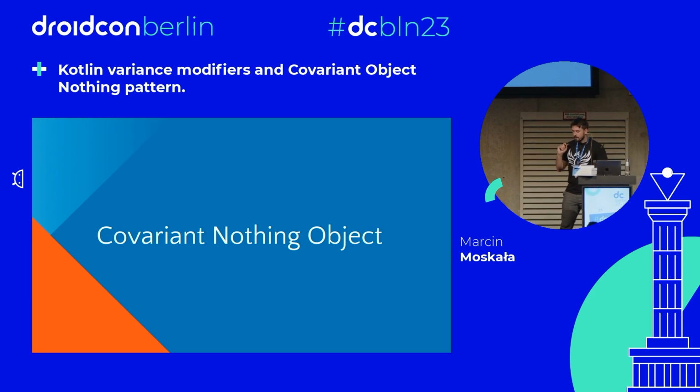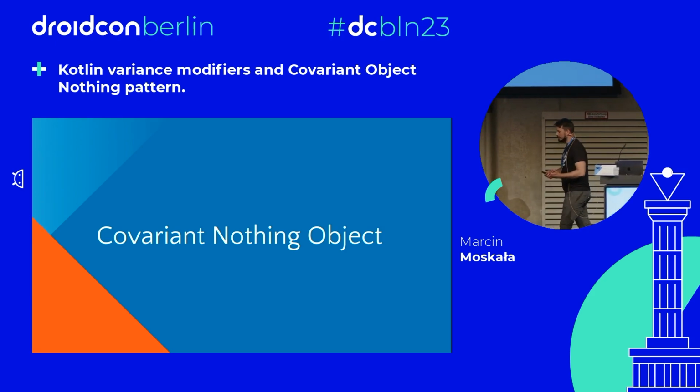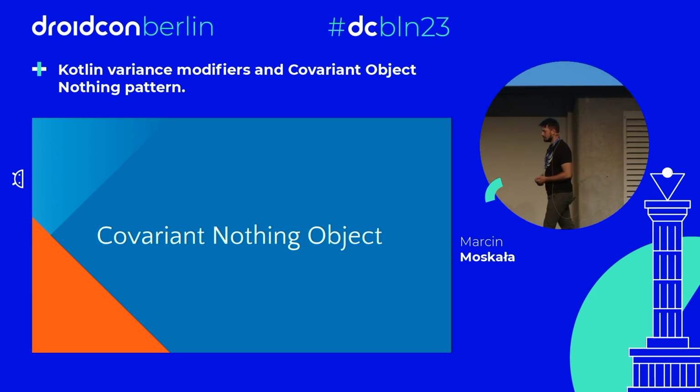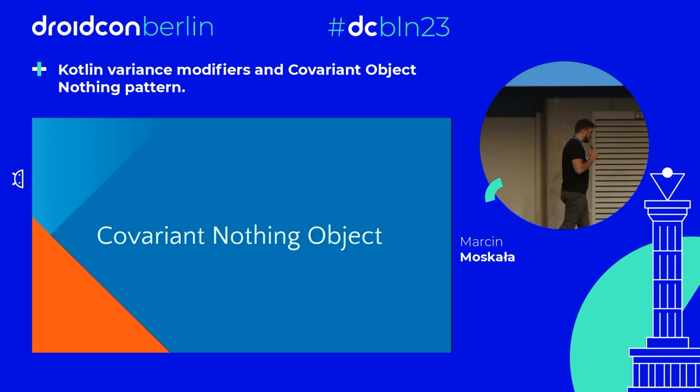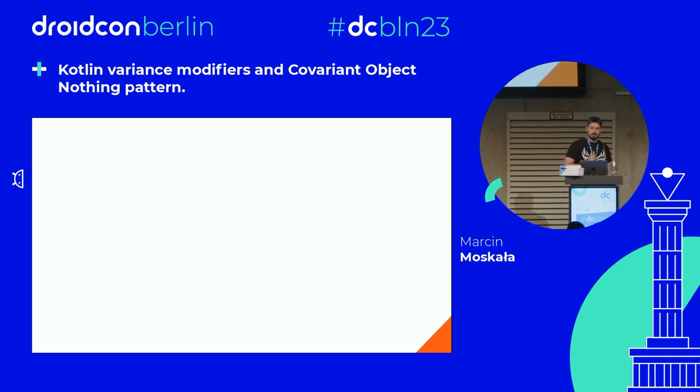This leads me to a pretty popular pattern that you can find in many libraries. I could also find it in the code bases of different commercial projects. But I never found a name for it, so I named it myself. This is my author name: Covariant Nothing Object and Covariant Nothing Class. Let's explain that step by step.